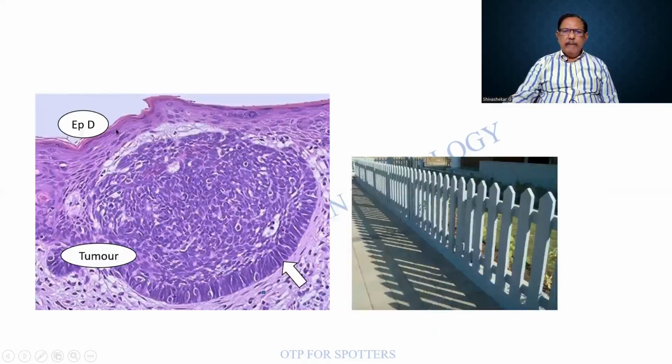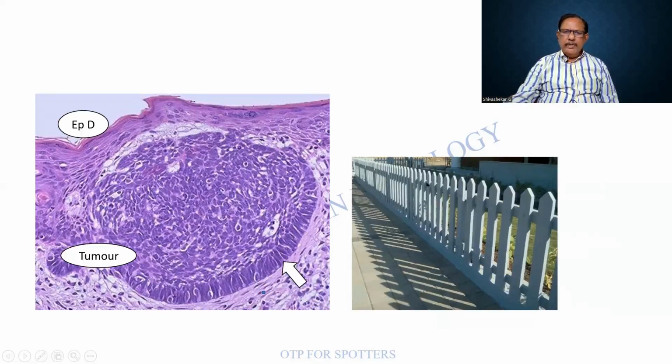And look at this one. This is the epidermis. And from the epidermis, I am finding a tumor coming down. It is having a basophilic appearance and the nuclei will be bluish in color. Cytoplasm slightly bluish gray. And the cells are all uniform. But in the periphery, I am finding that the nuclei are all elongated. They are all parallelly arranged. This is called a picket fence appearance.